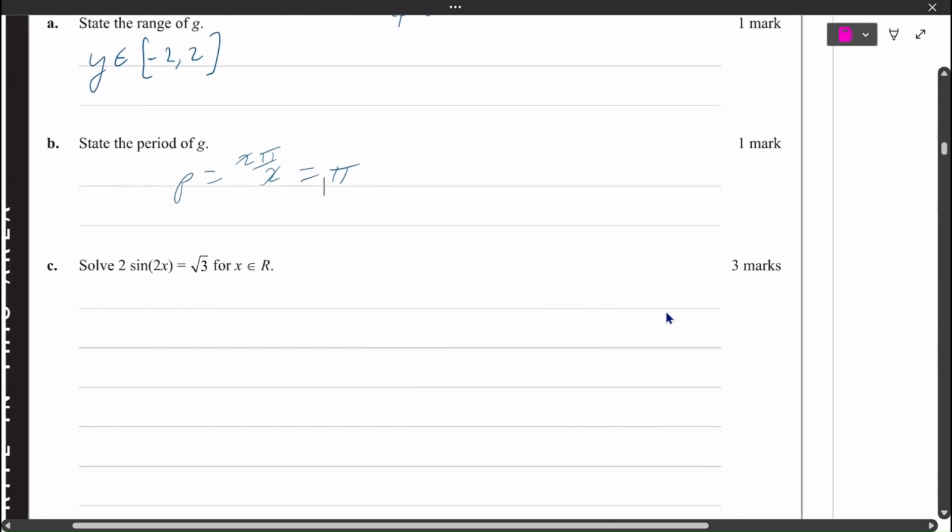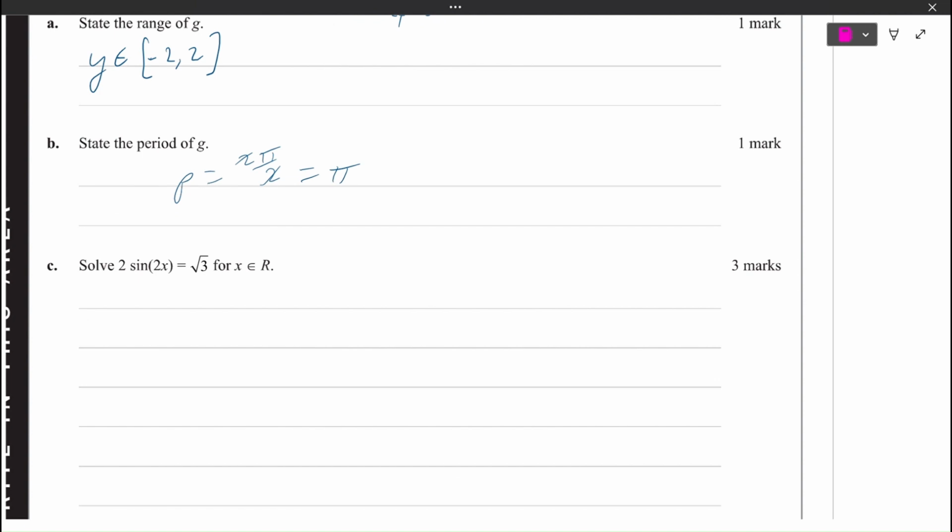The last one is solve 2 sine 2x equals root 3 for all real numbers, which is this part here, the domain. Therefore they are expecting our answer to be in the form of a general solution. So we can start off by saying 2 sine 2x equals root 3. We can divide both sides by 2 to get rid of the 2, so sine of 2x equals root 3 on 2.